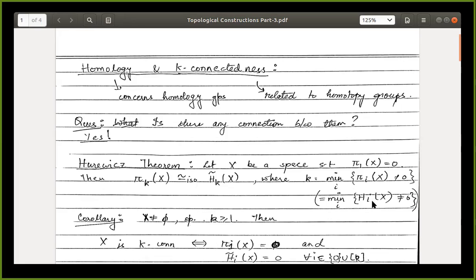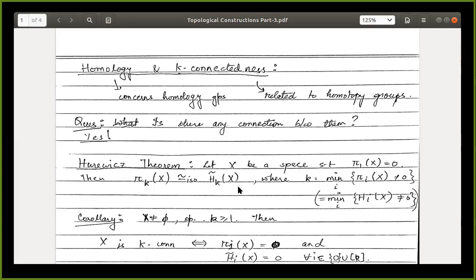Since we know that computing homology groups is easier compared to computing the fundamental group, if we know that the first homotopy group is 0, then we can safely continue computing the homology groups and say that if, let's say, H_m is the first homology group which is non-zero, then pi_m of X is going to be isomorphic to H̃_m of X.